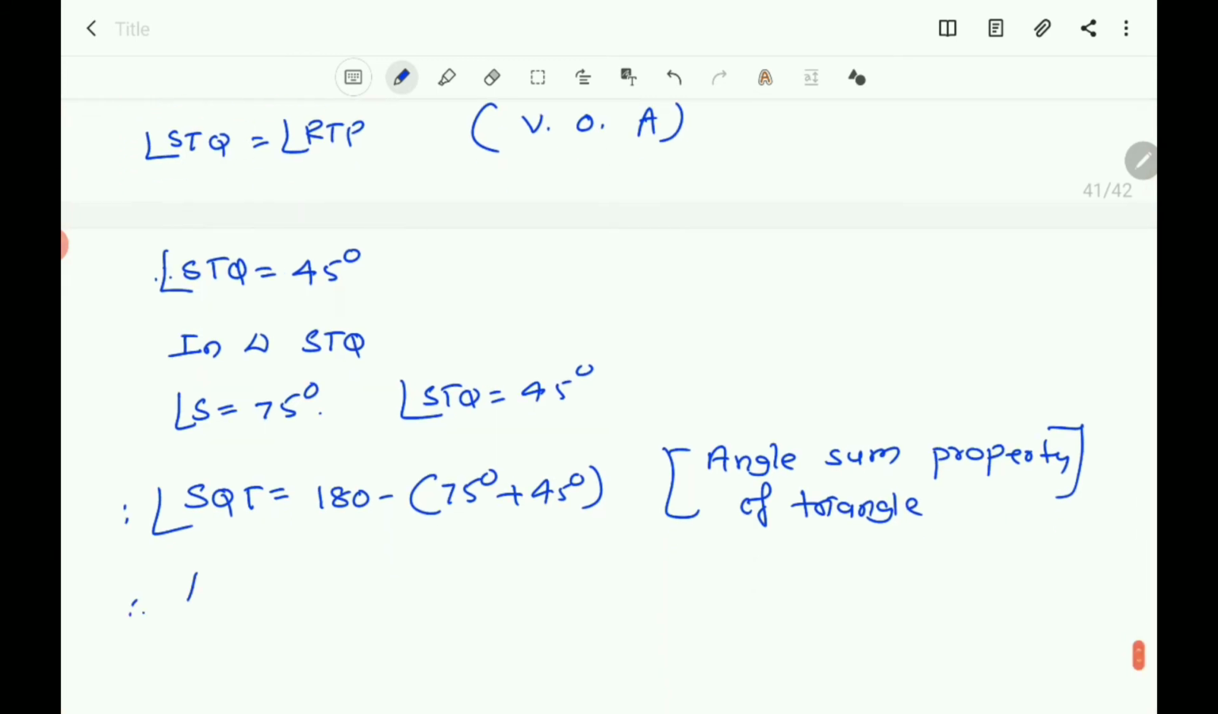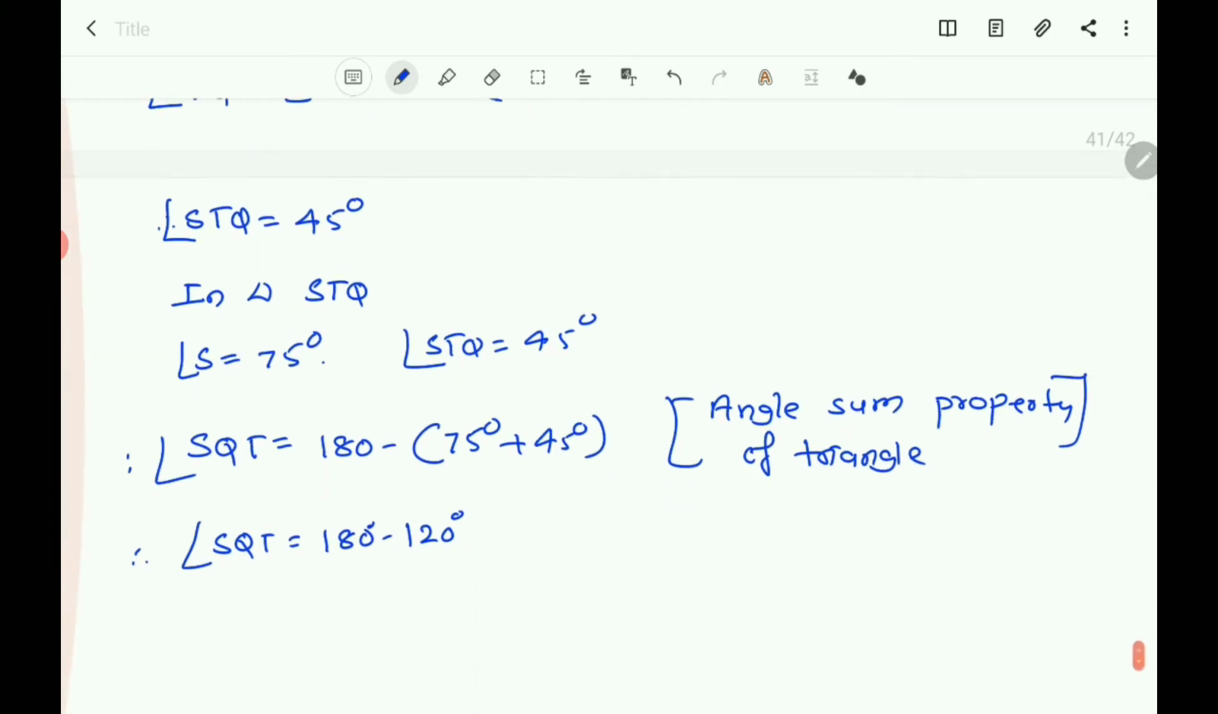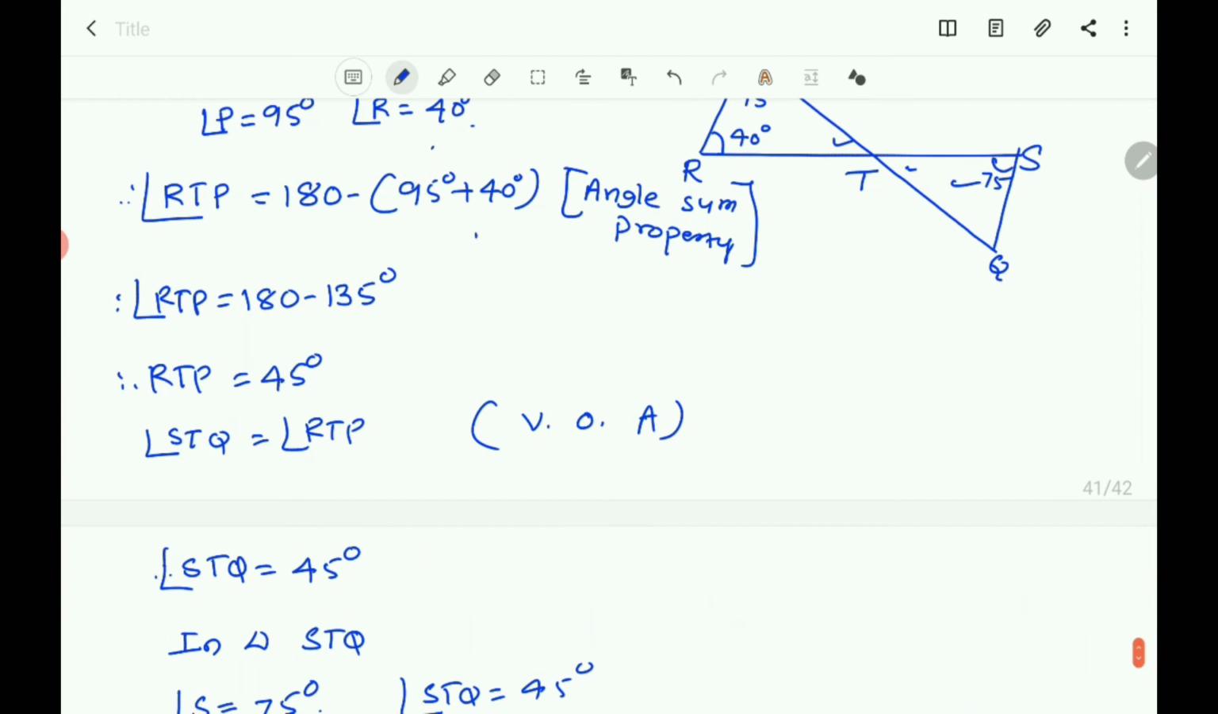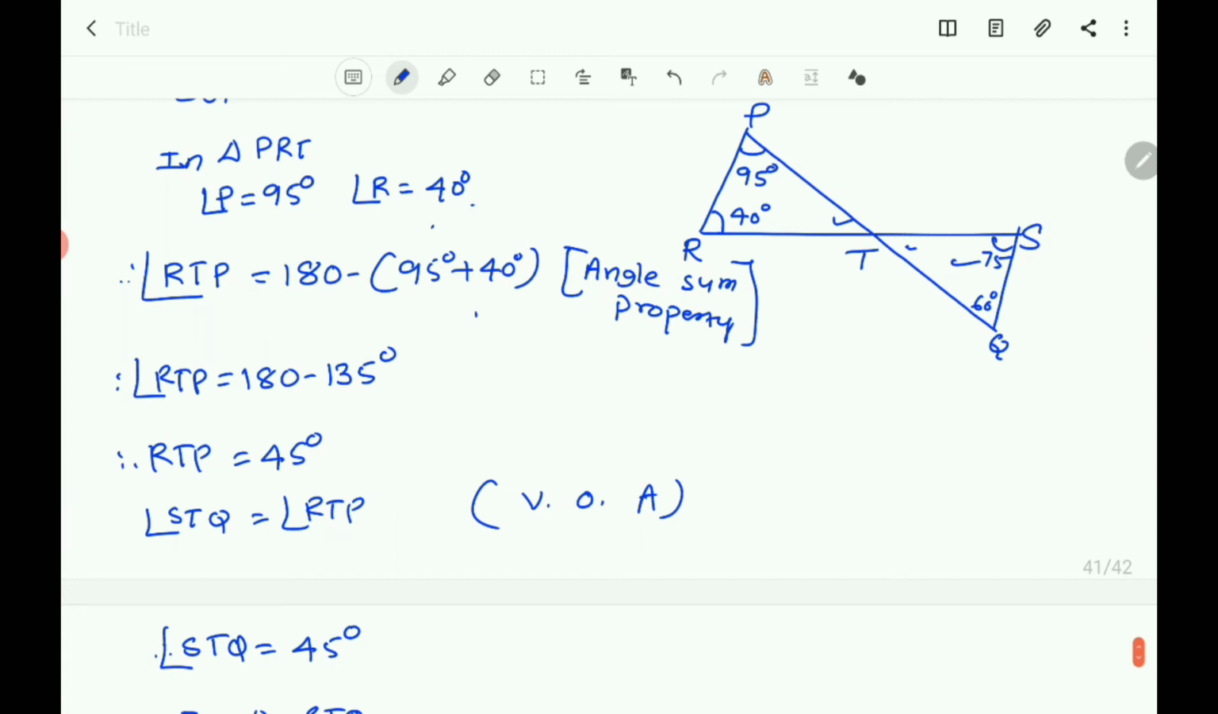Therefore, angle SQT is equal to 180 minus, 75 plus 45 is 120 degrees. Therefore, angle SQT is equal to 180 degrees minus 120 degrees, which is 60 degrees. So you got the angle SQT, which is what you had to find out. Here it is 60 degrees. And you know that RTP is 45 and this is also 45.